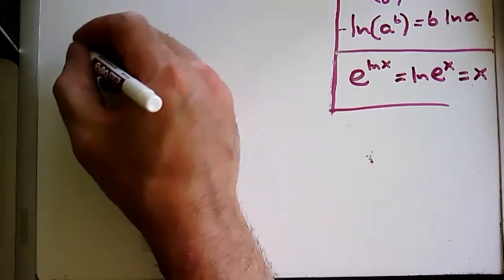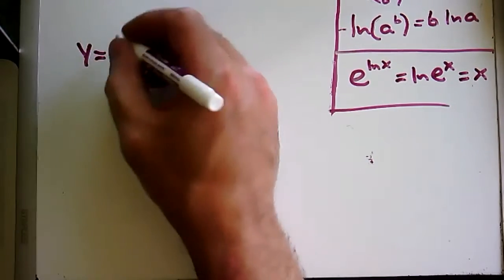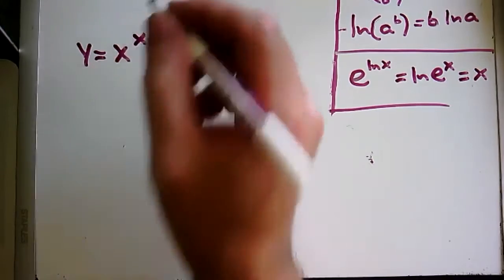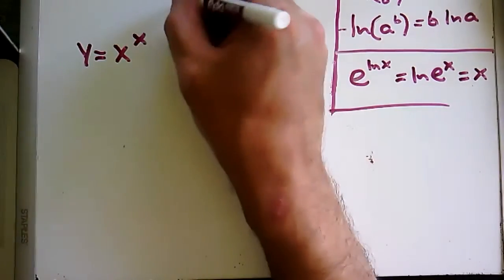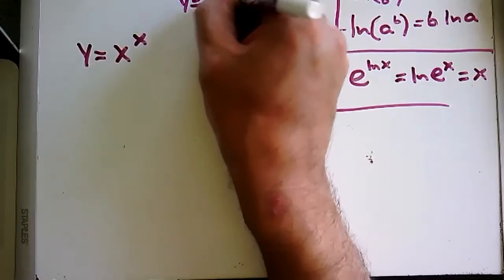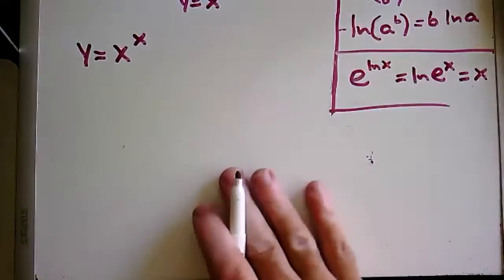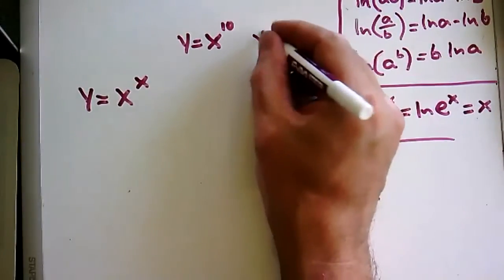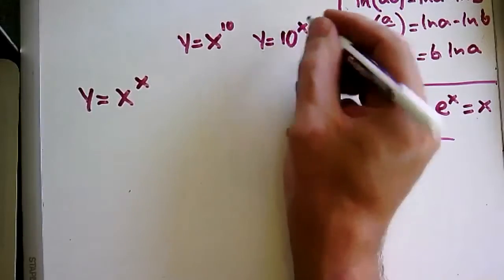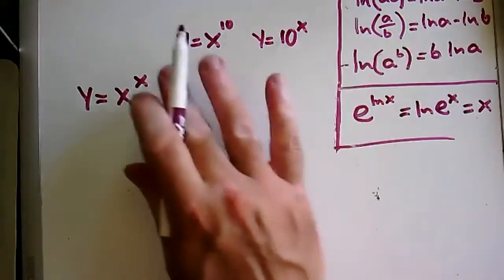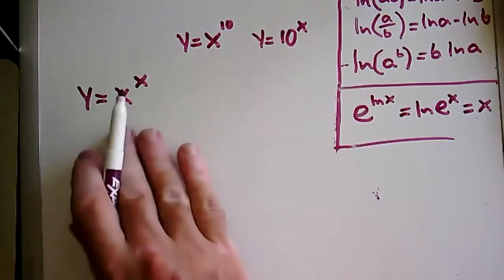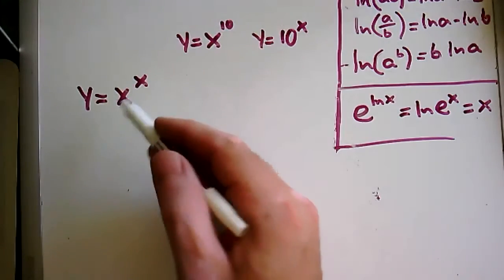So here's an interesting function, y equals x to the x. This is neither a polynomial, like y equals x to the 10th, that's a polynomial, and y equals 10 to the x, that's an exponential function. We've got polynomials and exponential functions. We can work with both of these if we need to. This is neither, and it's a function that grows really fast.